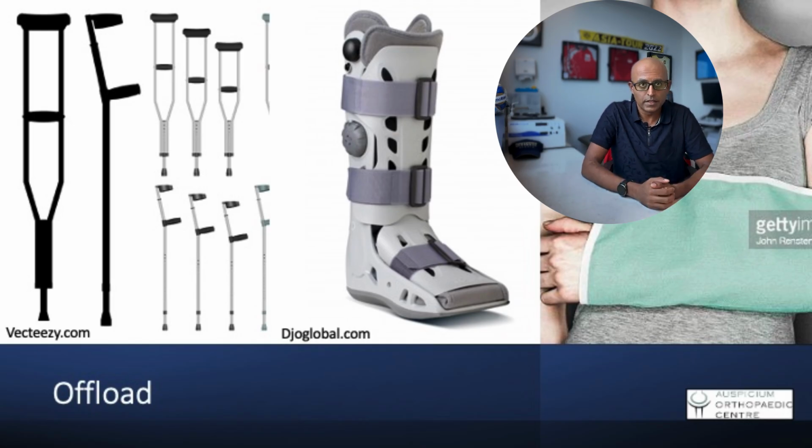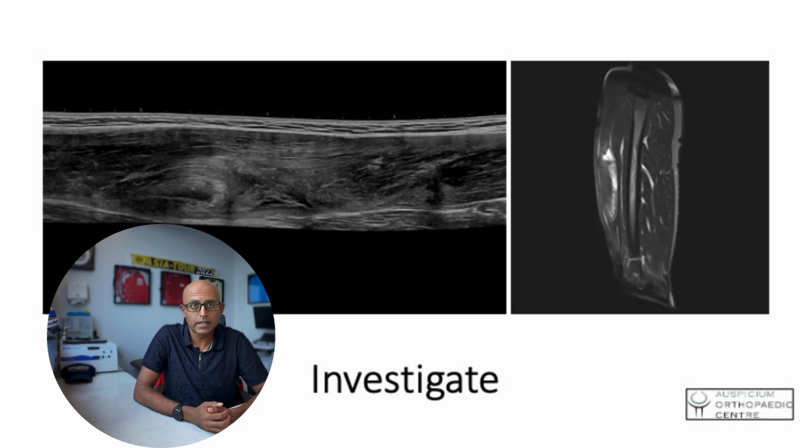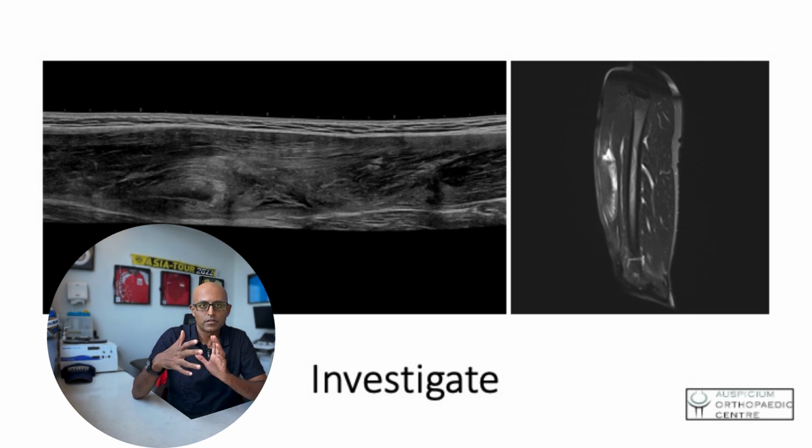In terms of offloading, it depends on which area of the body is affected. Of course, with the lower limb, it may be using crutches or a boot to not only offload, but also immobilize the area. Next, it's the investigation. For many of us working in sports medicine, we may have access to musculoskeletal ultrasound, and this often forms the first line of investigation. However, we should have a low threshold for corroborating this with other investigative modalities. This could be CT if we're considering a bony pathology, or an MRI scan if we're considering bony as well as soft tissue.